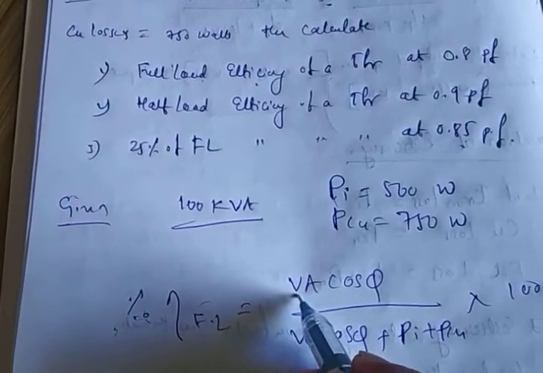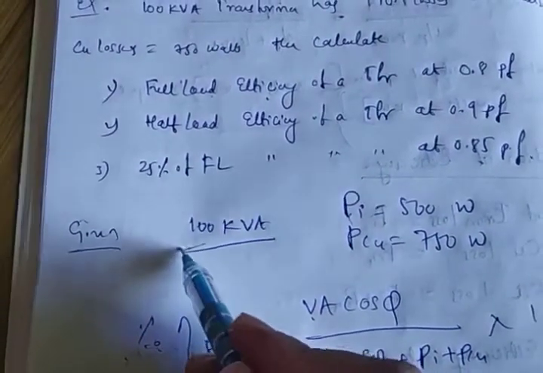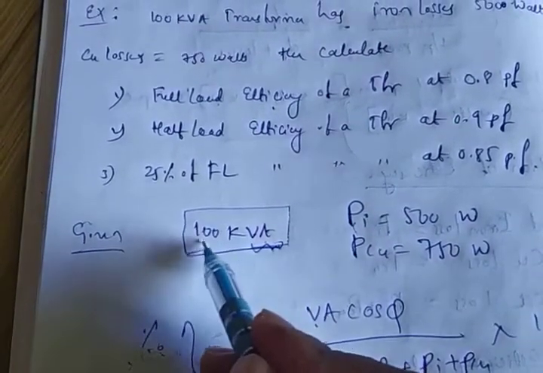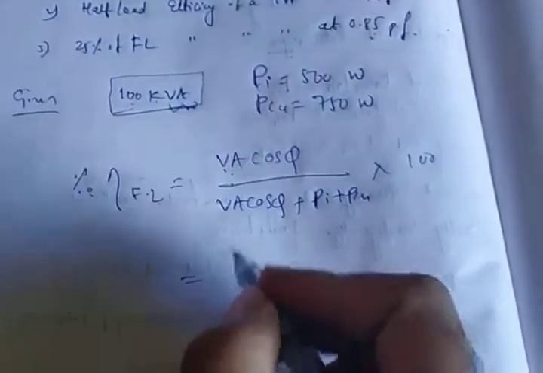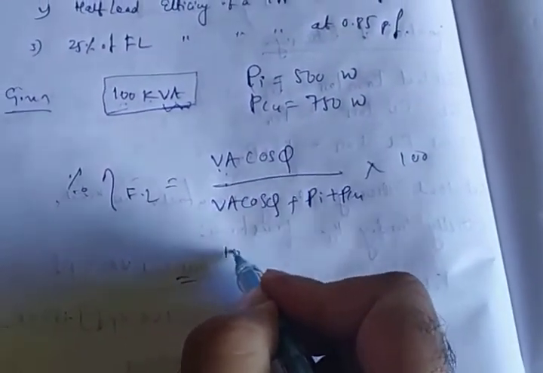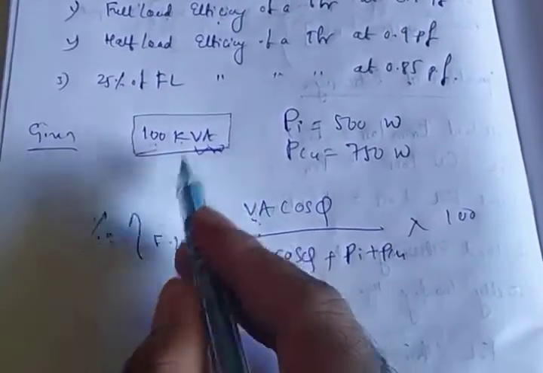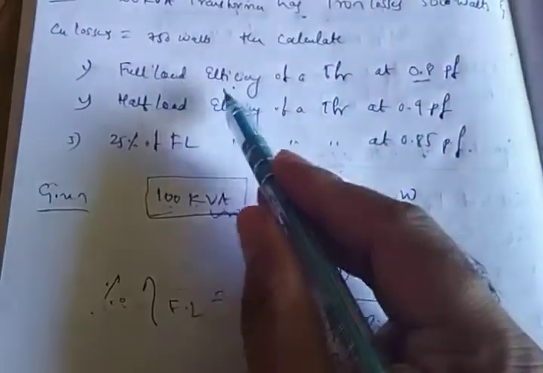In this case the formula is only VA, means volt ampere, but the given data is 100 kVA. So in the formula we only have VA, so we need to substitute 100k here. Okay, so it is very important. So 100 into 10 to the power 3, 10 to the 3 means k, into cos phi, the power factor is given 0.8 for this calculation, so 0.8 I will take.